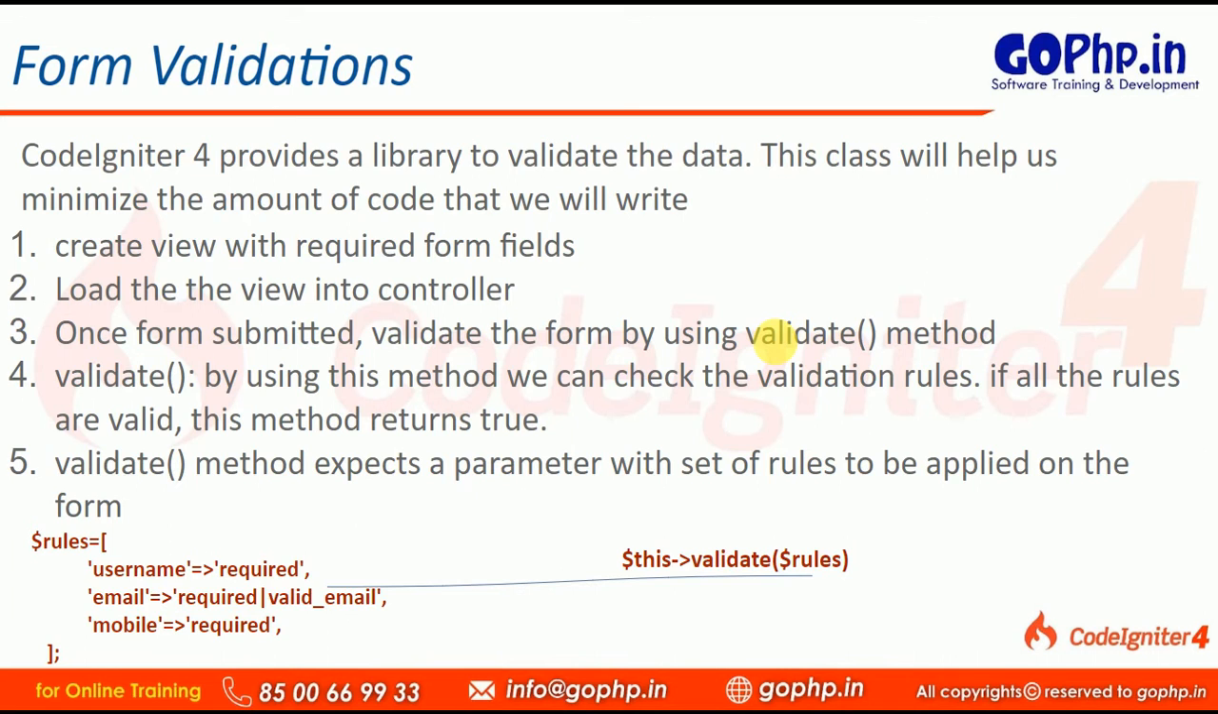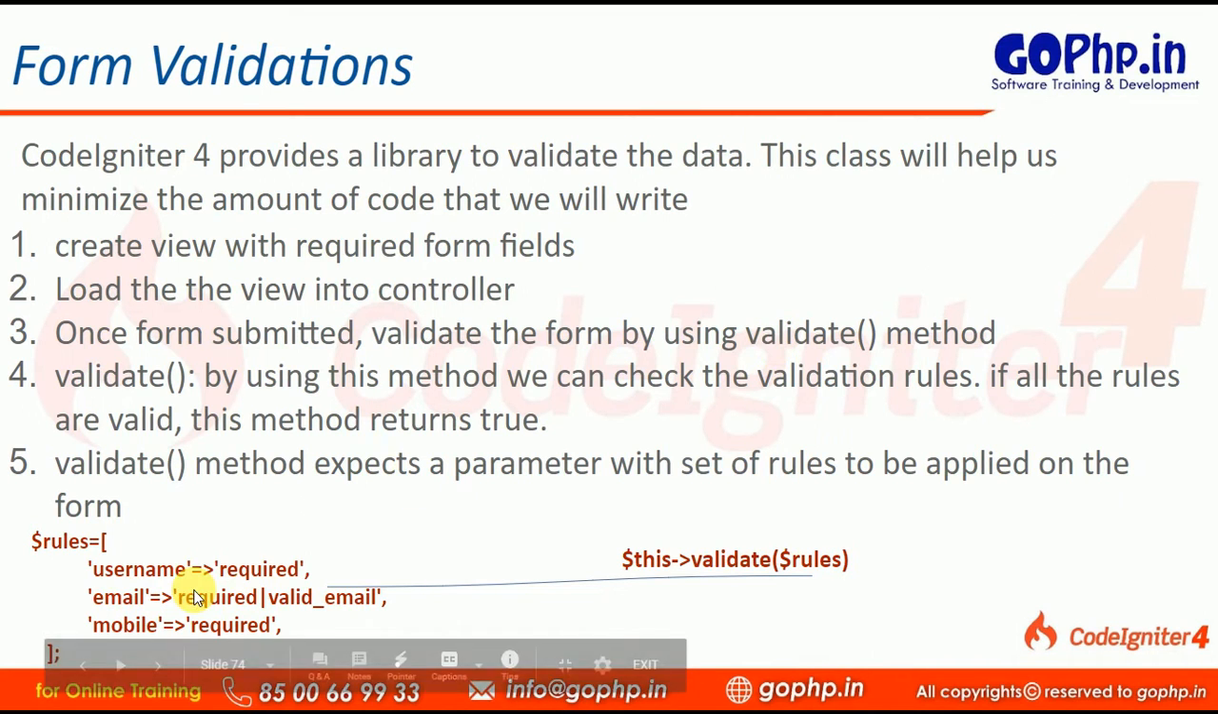If you already work with CodeIgniter 3, there is a run method, there is a set rules method. Set rules method to define the rules, run method to check whether all the rules are valid or not. But those methods are not available in CodeIgniter 4. In place of them, we have the validate method.